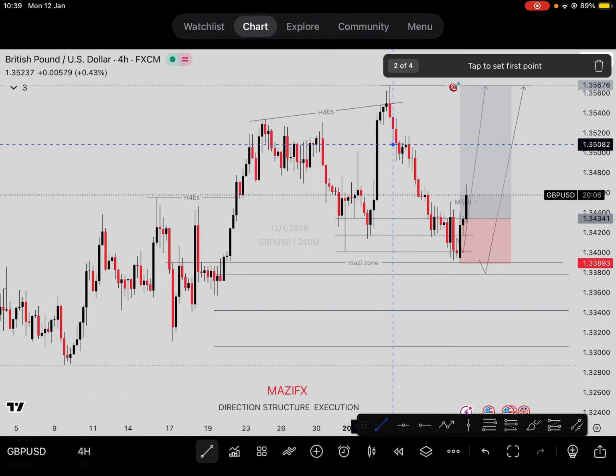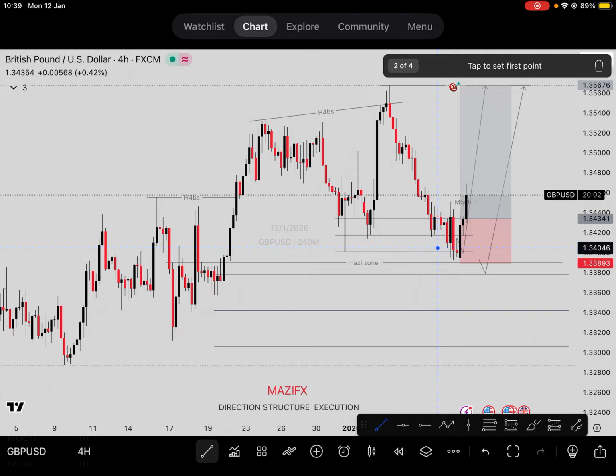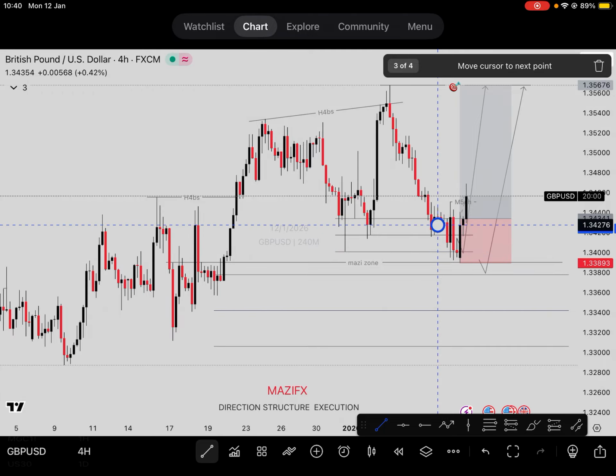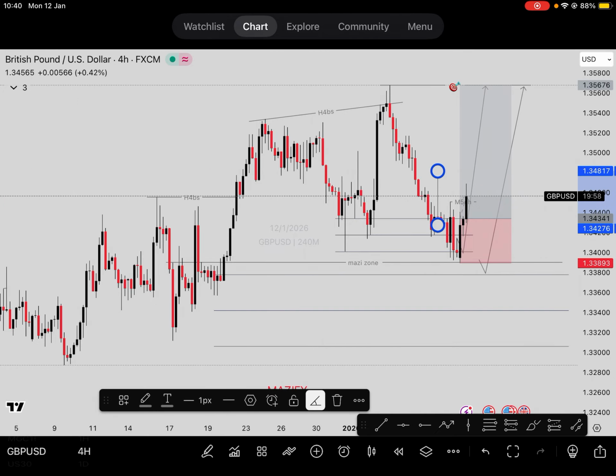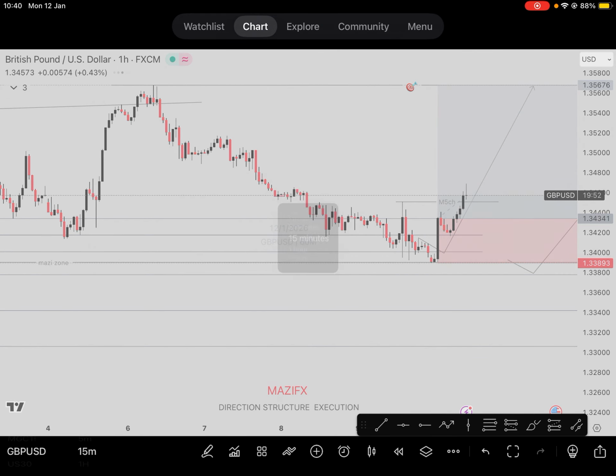So now I'm expecting what? A pullback into this zone, right? So we can take our buy. But I do confirmation entry. Since the time frame that works with 4 hours is 15 minutes, let's go down to 15 minutes.